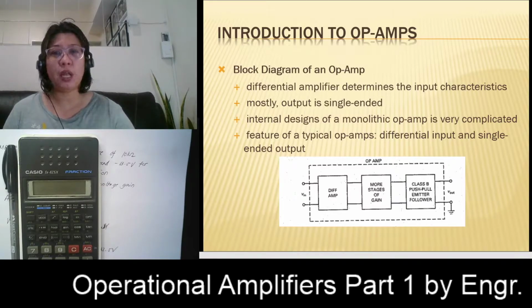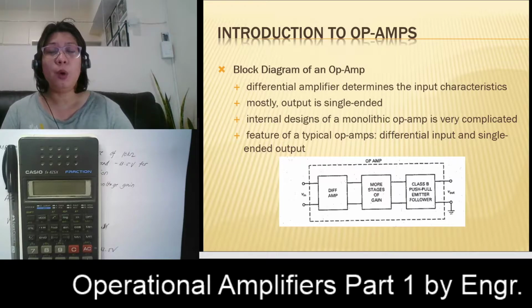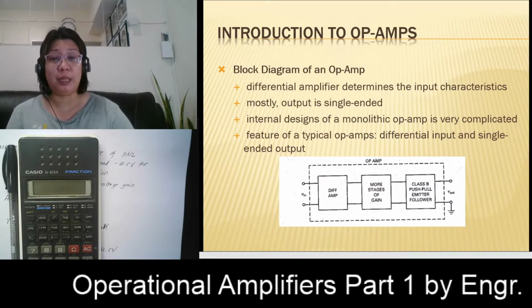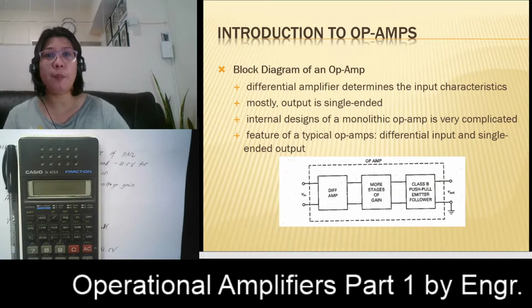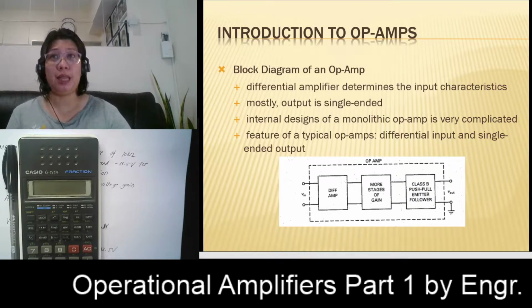Since the differential amplifier is the first stage of our op amp, we also use that input characteristic. So the two inputs of our operational amplifier are also the inverting and the non-inverting, just like in the differential amplifier. And then mostly the output is single-ended. The single-ended output is designed to have a quiescent value of 0. What do we mean by that? If we have 0 input, ideally our result must also be equal to 0. That is what we mean by a single-ended output design.